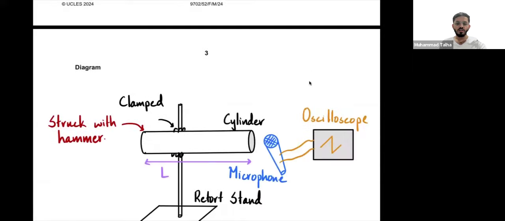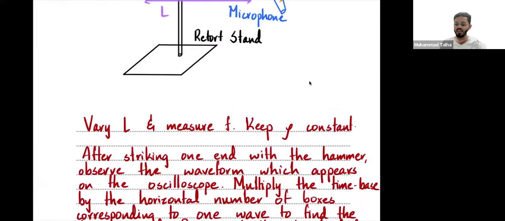So this is my definition of the problem. So vary L and measure F, or you can say this is your independent variable, this is your dependent variable. Never say that I will control this thing. Say that I will keep it constant.